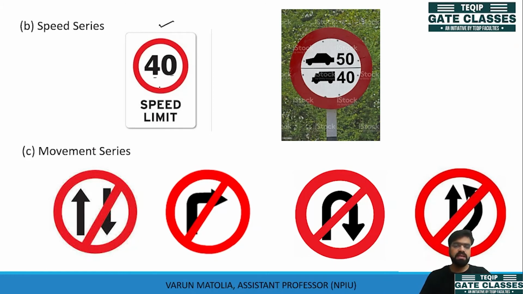So speed limit, sometimes you have different speed limits for different vehicles. Like for cars, you have 50 kilometers per hour. For a truck, you have 40 kilometers per hour.